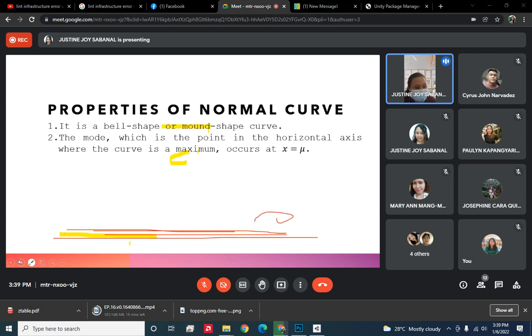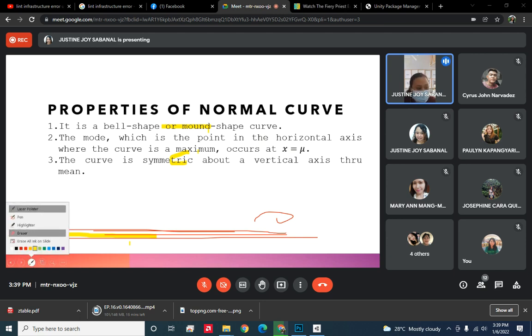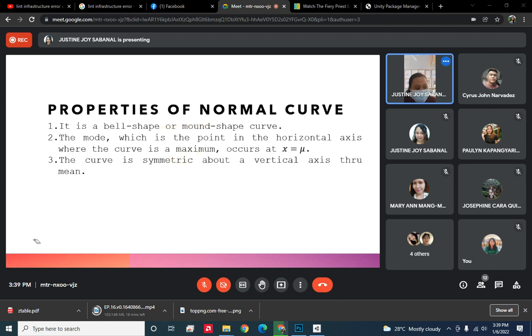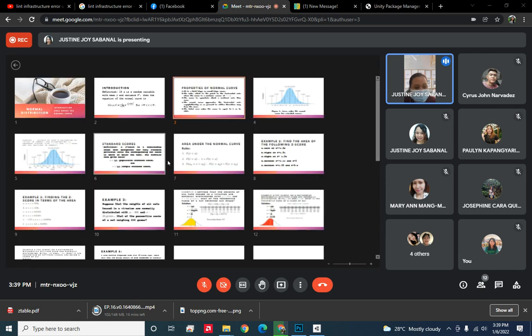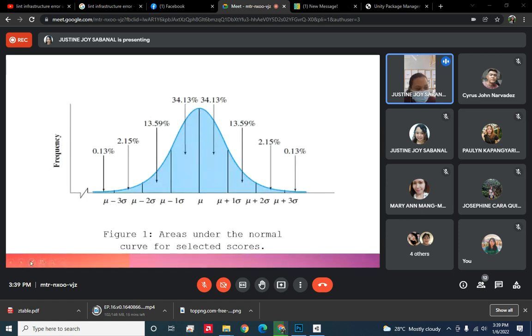So for number 3, the curve is symmetric about a vertical axis through the mean. So yung kanina pong pinakita ko sa inyo na nahati or hinati sa gitna. So pag tayo daw po ay nag-divide ng value or ng distribution doon sa position ng mean, nagiging symmetric daw po ang distribution. So ibig sabihin yan, yung portion, yung laki ng value sa left side ay equivalent po dun sa value na meron sa right side.